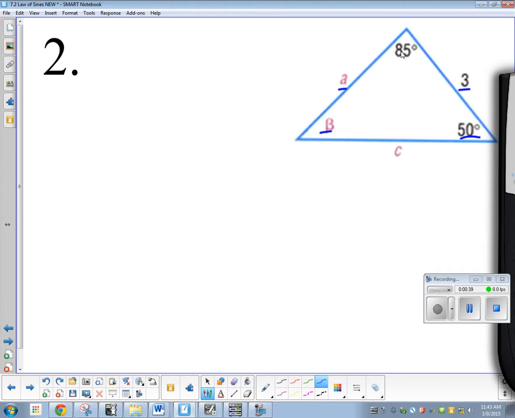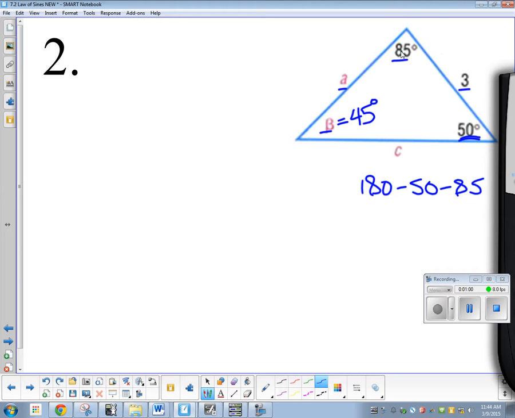It is. What's a cheat here, though? What can I do to make this easier? I can find the other angle really easily. The 3 angles are going to add up to 180. So you can think of it as 180 minus 50 minus 85. That will give you your missing angle. 45. Always try to do that first.